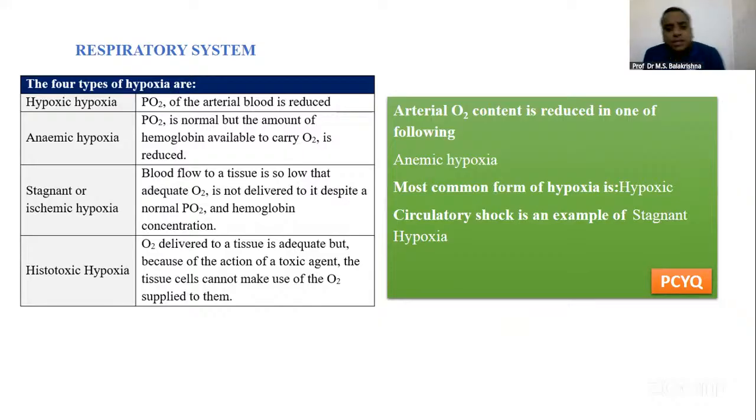Hypoxic hypoxia, PO2 of the arterial blood is reduced. In anemic, PO2 is normal, the pressure is normal, but the amount of hemoglobin is less. In stagnant, blood flow to the tissues is less. And histotoxic, oxygen is delivered to tissues in correct amount, but there are toxic agents, so the tissues cannot utilize the oxygen. So PYQs are flashed here, go through it.